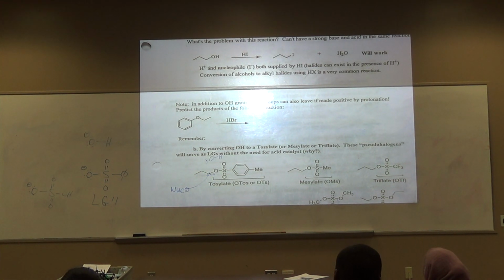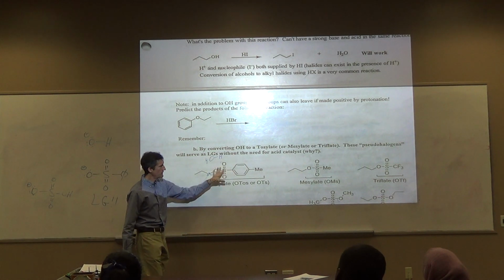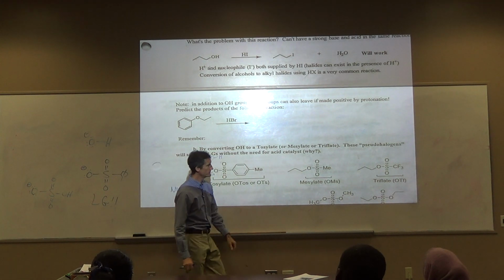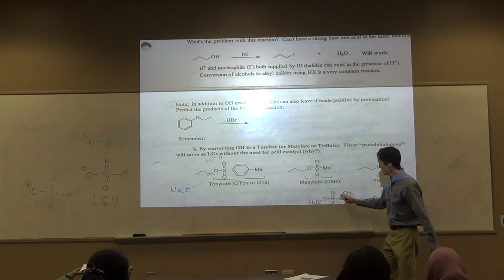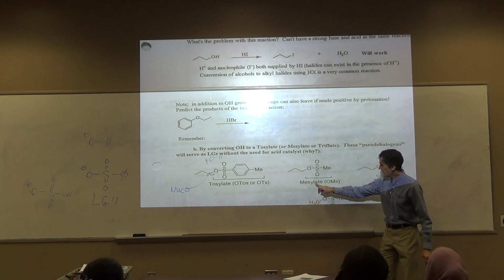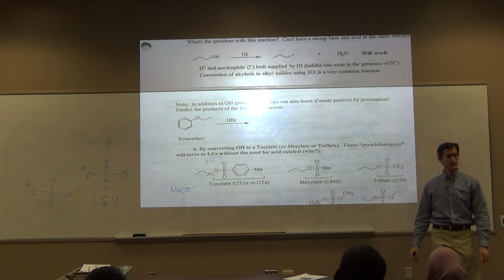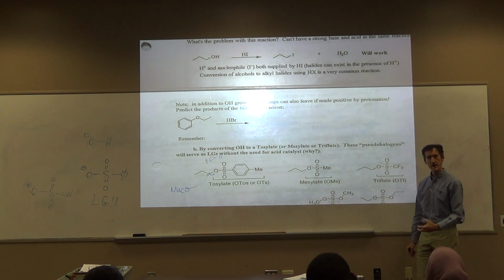It's a great leaving group. Similar to bromine and iodine. That's why we call it a pseudo-halogen. Okay? This is the most common one at the intro stage. There are others. Your book may or may not contain these. If there's a methyl out here, it's called a mesylate. Does that make sense? A methyl sulfonyl.